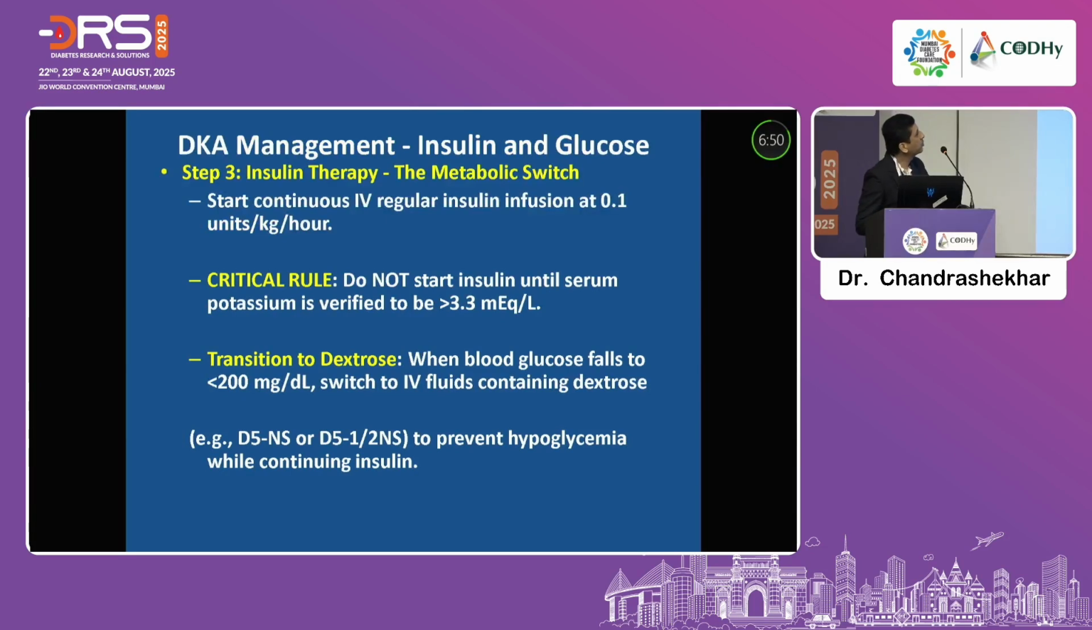Step 3 is insulin management, which is for the metabolic switch. You can start with continuous IV insulin infusion at the rate of 0.5 units per kg per hour. And the critical rule we have just mentioned about potassium: you should not start insulin when potassium is on the lower side. Once blood sugars are below the 200 to 250 range, then switch over to the dextrose containing fluids.